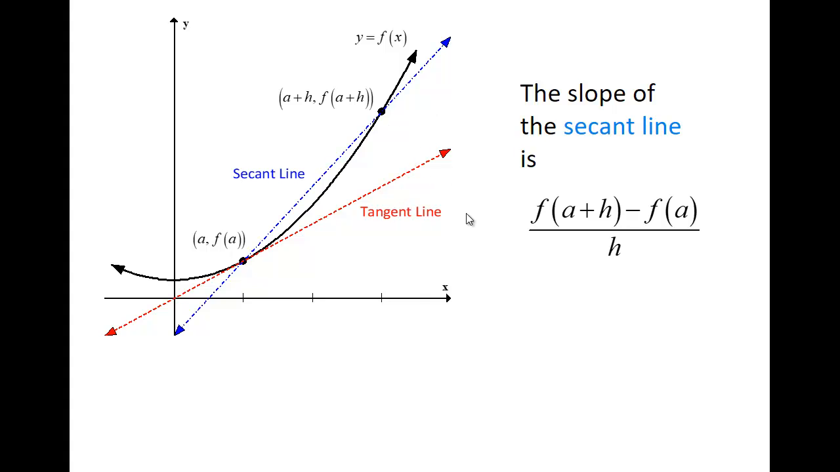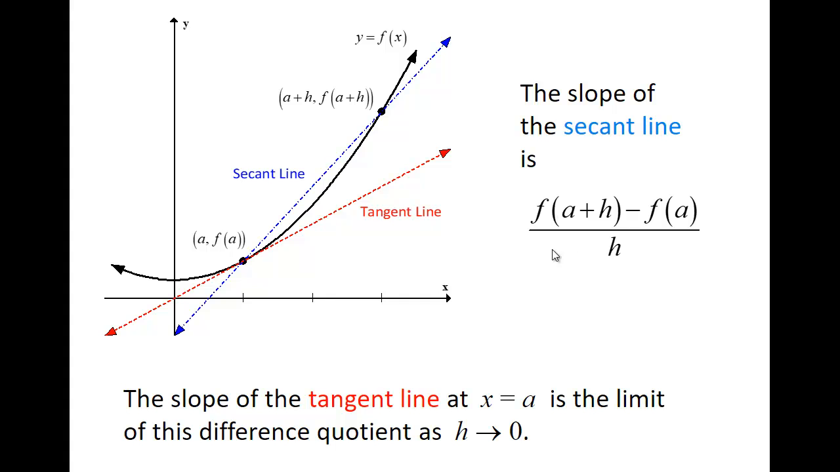So we should say, okay, let's take the limit of the slope of the secant line as h goes to 0, and if the limit of the slope of the secant line is defined as h goes to 0, then we say that the tangent line is defined at the point a, f of a, and its slope is given by the limit of this ratio. So the slope of the tangent line at x equals a is the limit of this difference quotient as h goes to 0.